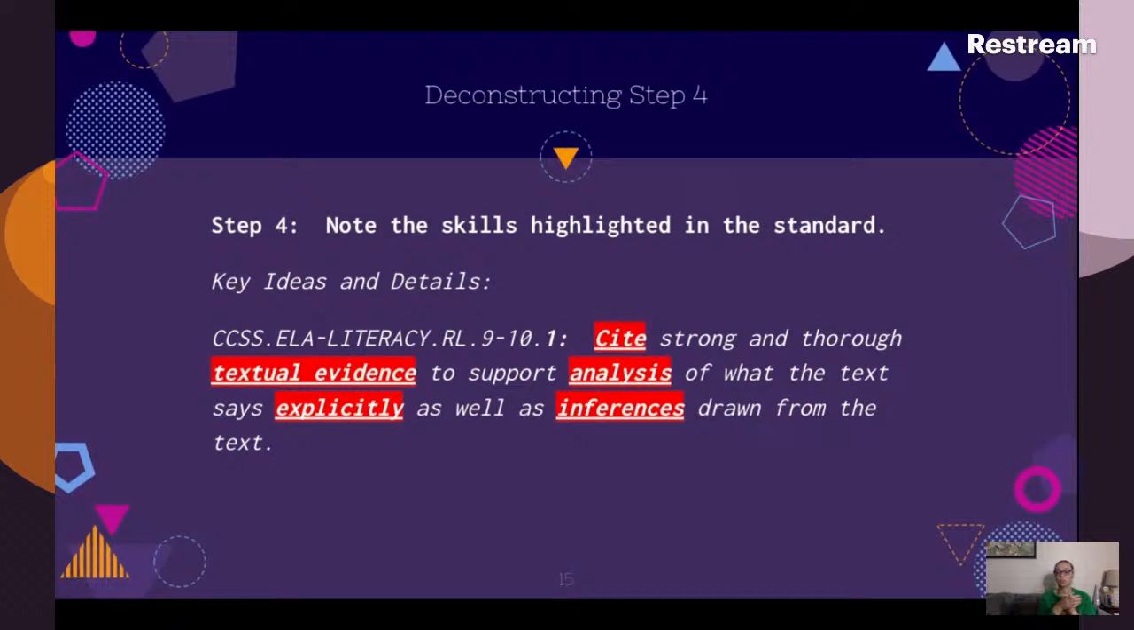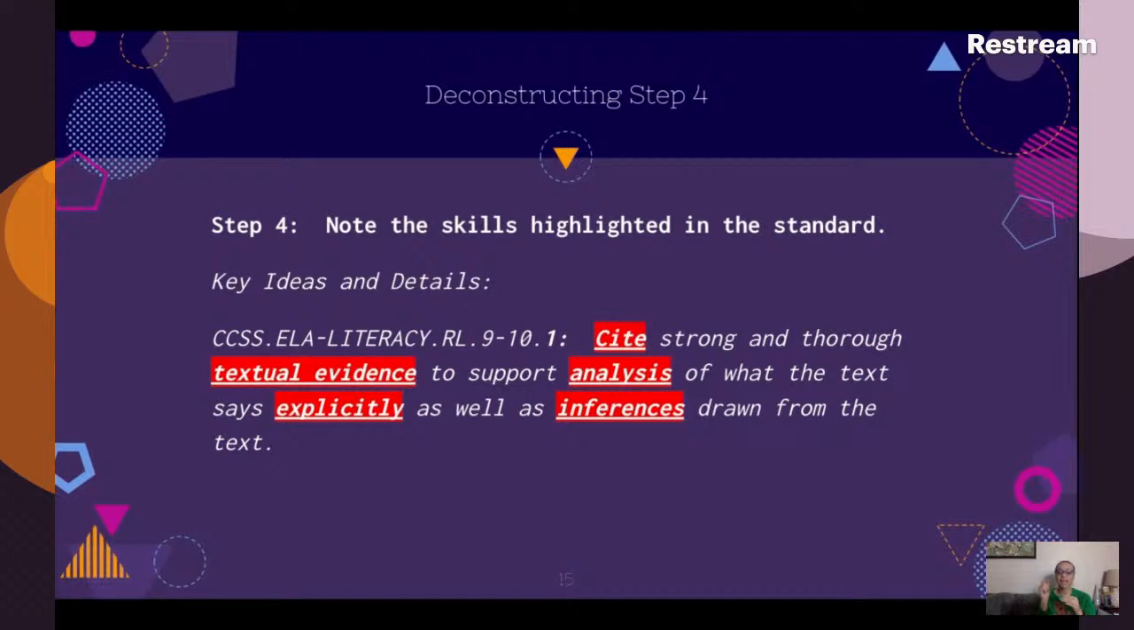Noting the skill. This is generally the rule of thumb: if a word is a verb, it's more than likely a skill. However, there are some skills that will be both in a noun and verb form. So you're generally looking for your nouns and your verbs, and those are going to be your big indicators of what it is that you're doing. In this particular standard, it says cite strong and thorough textual evidence. That's one of the first things that jumps out at me, the word cite. So I've bolded that word. If you have a standard that you're using, you can bold it, underline it, circle it, whatever you want to do with it.